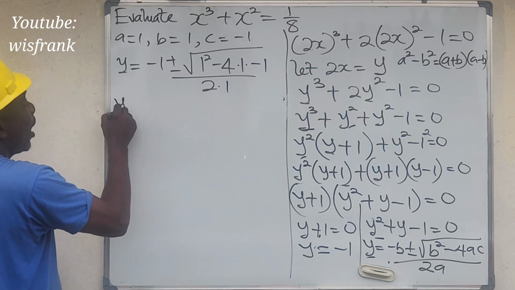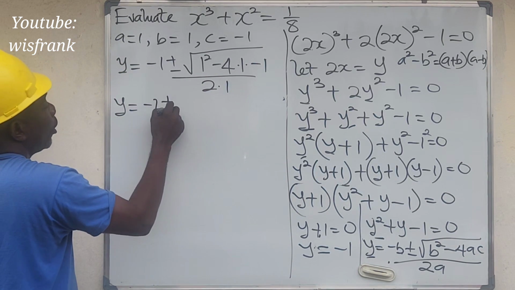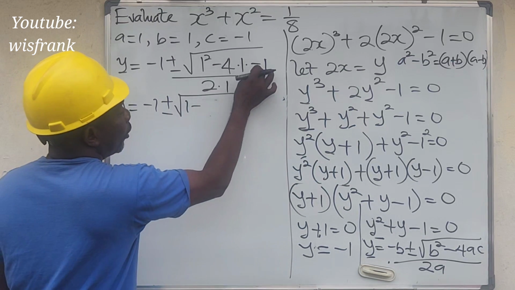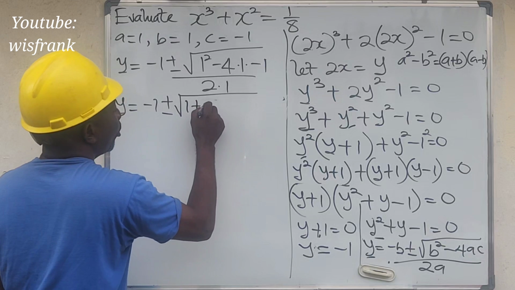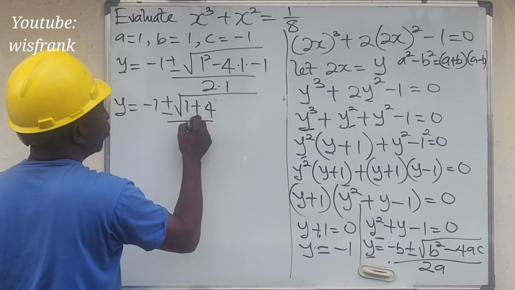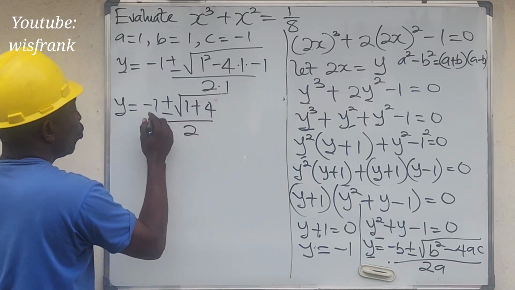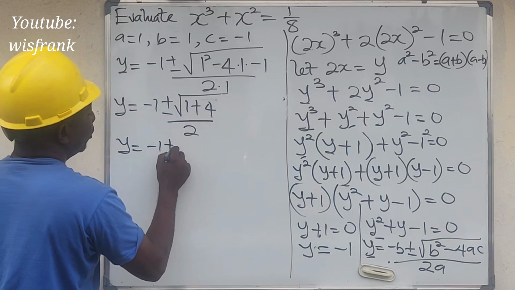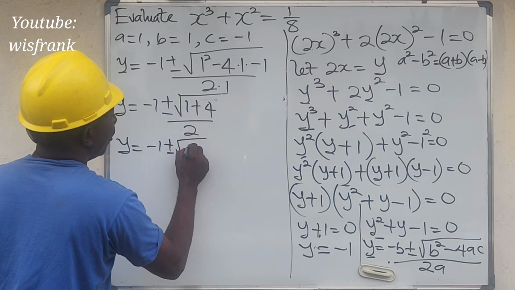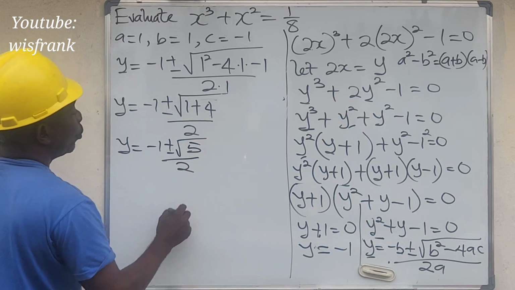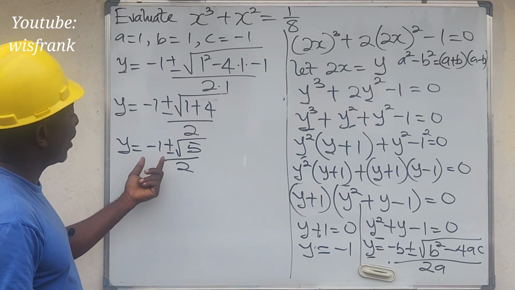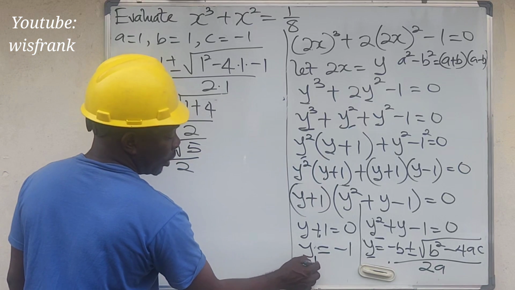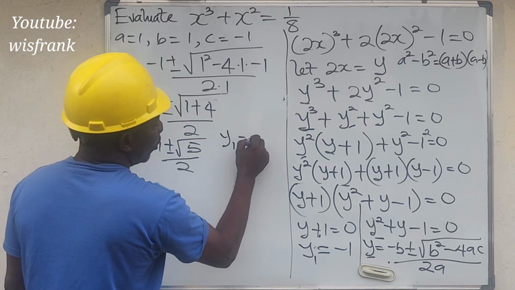So this will become y equals minus 1 plus or minus the square root of 1 minus 4 times minus 1, which becomes plus 4, all over 2 times 1, which is 2. So this will become y equals minus 1 plus or minus the square root of 5 all over 2. So this is what we have, and we have two solutions from here. The first value of y, which is y1, equals minus 1.